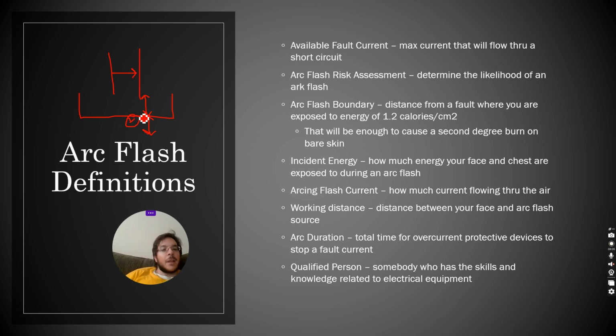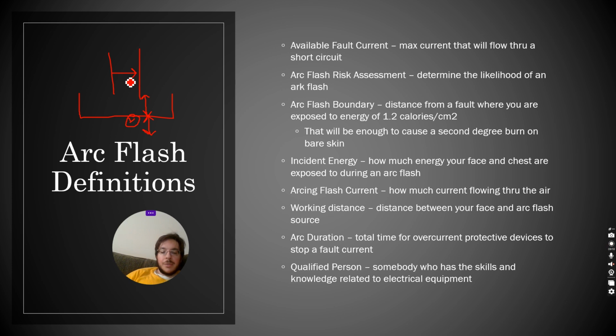And we want to make sure. So this distance depends on the system. A very powerful system, this might be 3 feet. A weaker system, this might be 6 inches. Now, the incident energy is how much energy your face and chest get during an arc flash, and the flash current is how much current is flowing through the air, and then the working distance will be the distance between your face and the source of the arc flash.